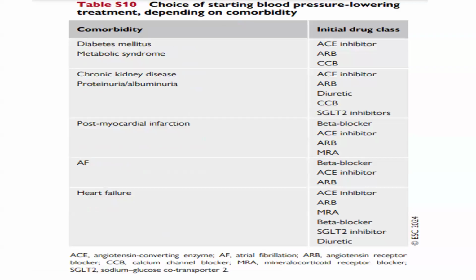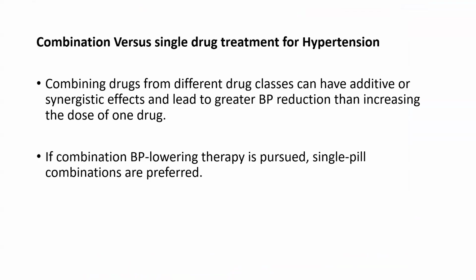So this is the choice of starting blood pressure lowering treatment depending on comorbidities. For AF patients, we might want to use beta blockers. For heart failure, we give priority to the ACEi, ARBs, MRAs, beta blockers, diuretics. For chronic kidney disease, especially if they have proteinuria, we go for ACE inhibitors and ARBs.